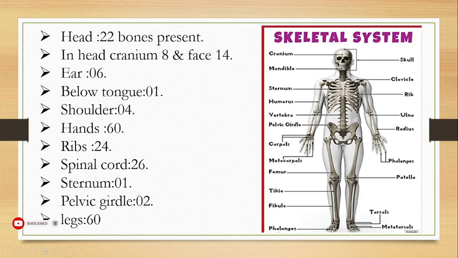This is the pelvic girdle. The pelvic girdle consists of two: here one and here two. Two pelvic girdles are present on both sides, one and one equals a total of two. It is nothing but the hip girdle.